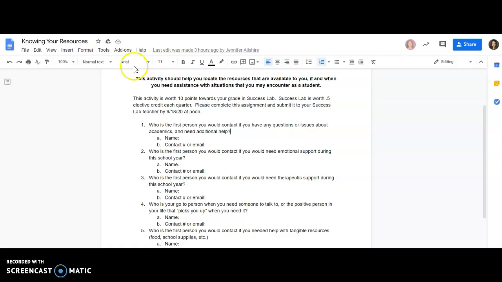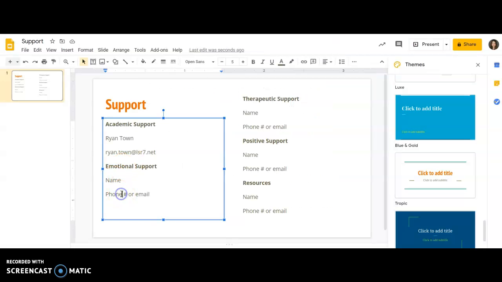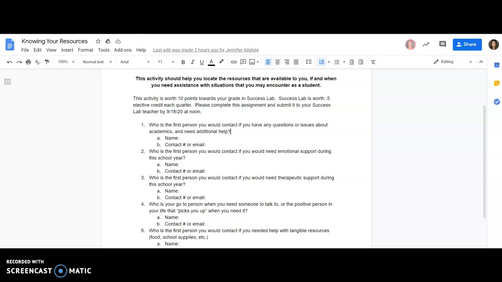So the next one is who is the first person you would contact if you needed emotional support during the school year. So we're not saying that all these people have to be at school. Some of them may be at school. Some of them may be somebody you know at home. And then you put the name of that person and their phone number or email there. We just want you to have a list of people that you know you can contact, that you can rely upon for these different issues.